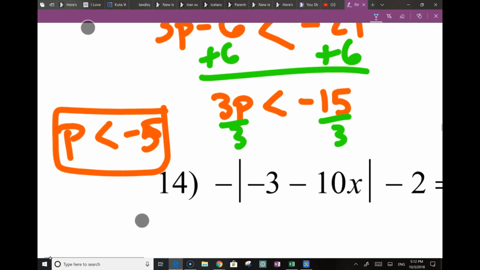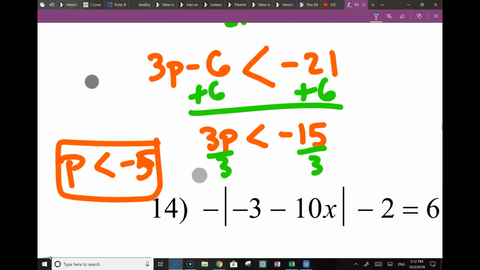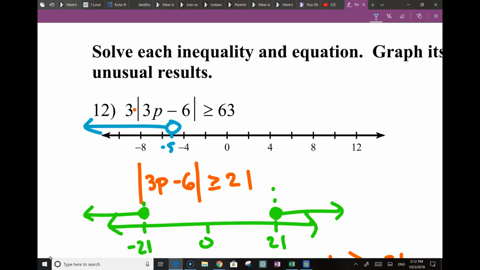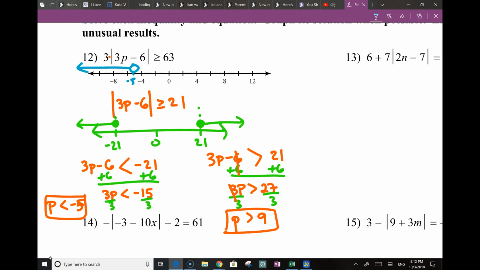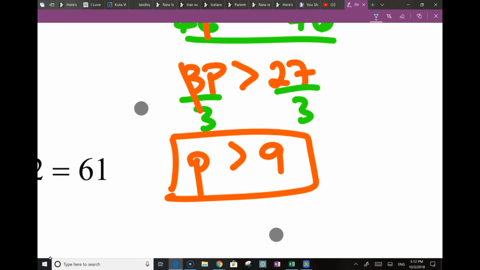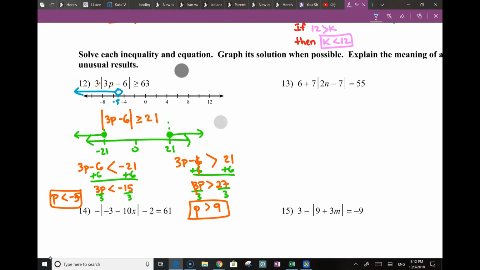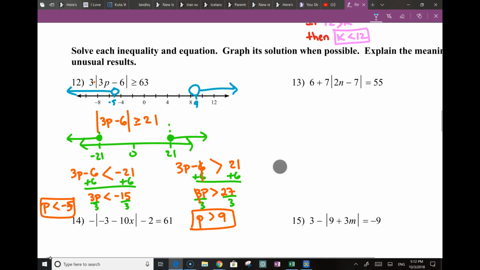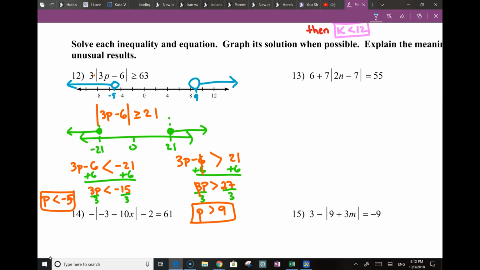Now this says, give me all numbers that are smaller than negative 5. So going back up here, that means going to the left of negative 5. The other one says, give me all numbers that are bigger than 9. So I have to go to 9, which would be right over here. Open circle. And numbers that are greater than 9 go this way. Okay, so there's my graph for number 12. If you remember from the previous examples, this would be called a disjunction because everything is disconnected here. Number 13.